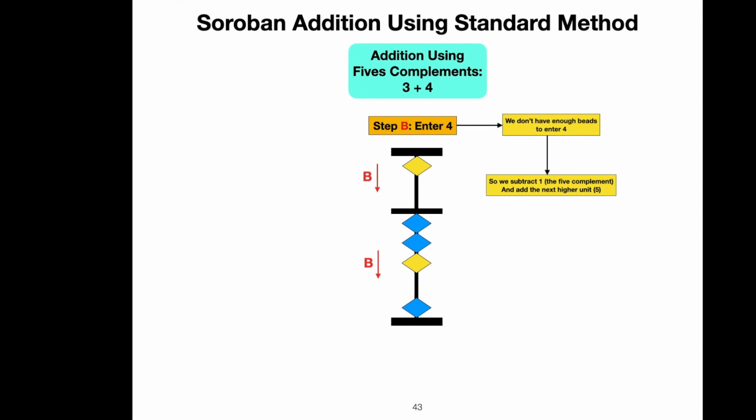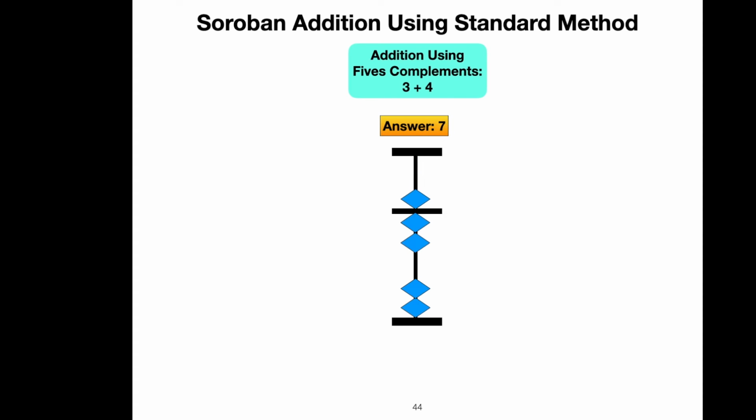And so it works like this. And that's the way the calculation is performed. You move down the 1 bead as you're moving down the 5 bead, and you form the answer of 7. This kind of a problem is called a 5's complement problem.